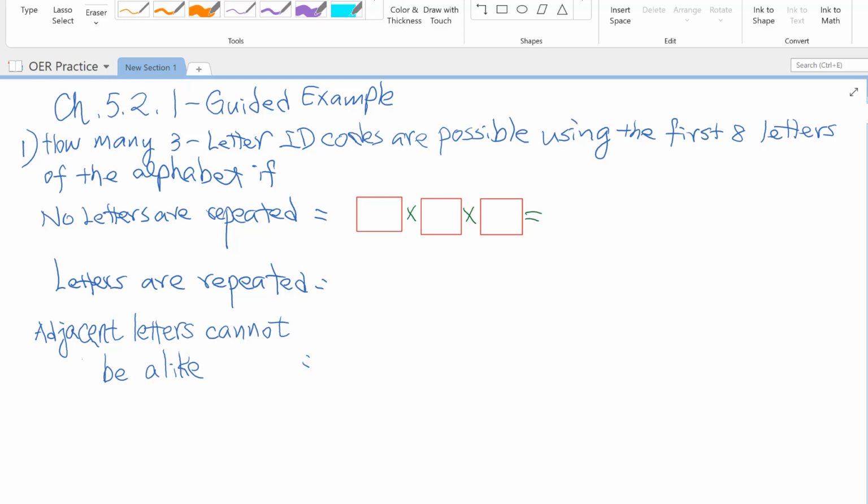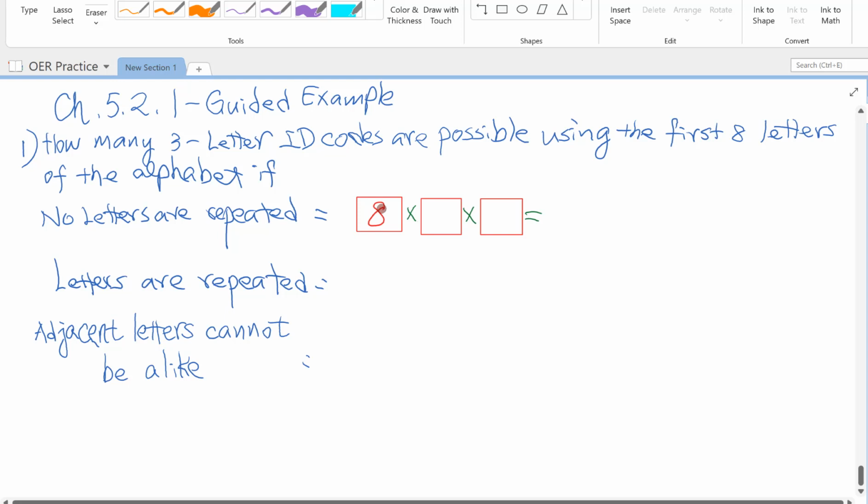How many three-letter ID codes are possible using the first 8 letters of the alphabet if no letters are repeated? No letters allowed to repeat. That means for the first letter you have a chance to choose from the first 8 letters. So you have 8 different choices to choose from.